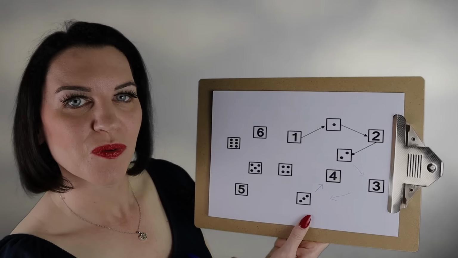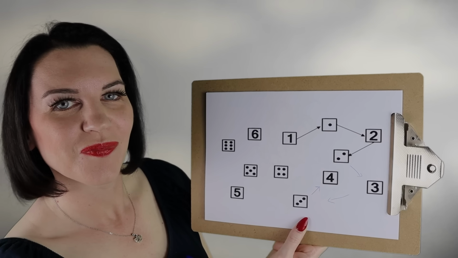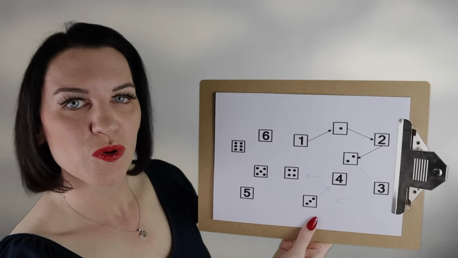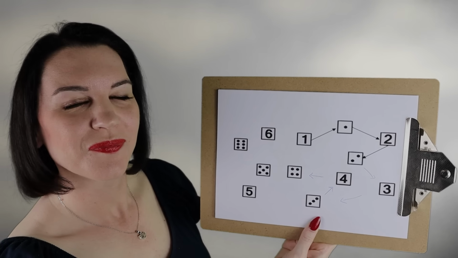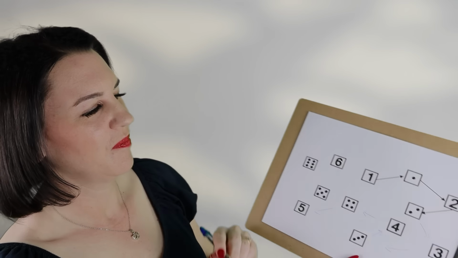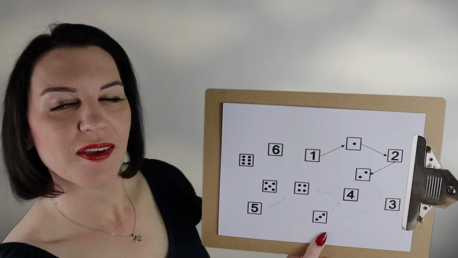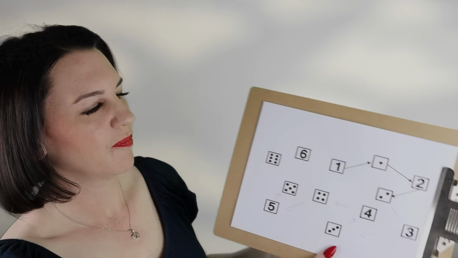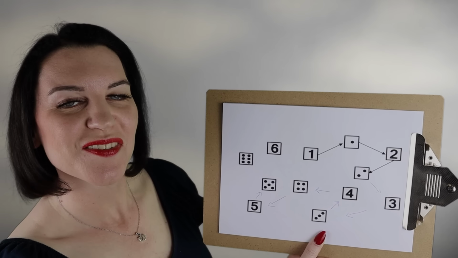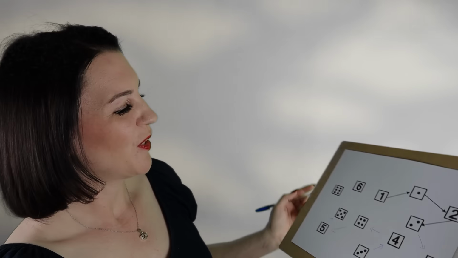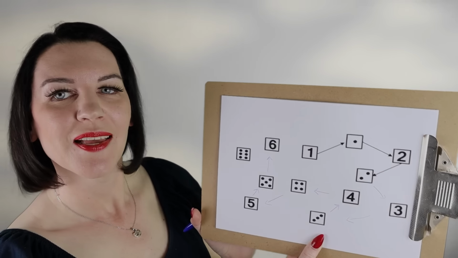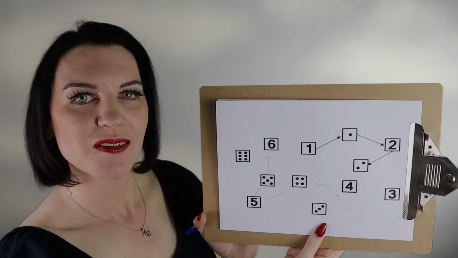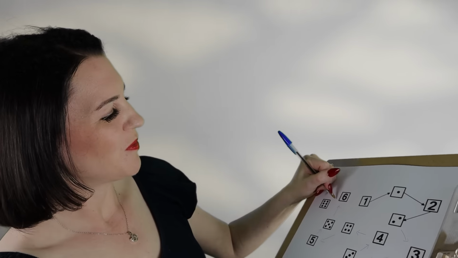Good, up to 4. And from the number 4. Yes, that's right, 4 dots just there. And from the 4 dots. Yes, that's right, to the number 5. From the number 5, where next? Good, to the 5 dots. From the 5 dots, where next? Good, to the number 6. And finally, from the number 6, where next? Good, to the 6 dots.